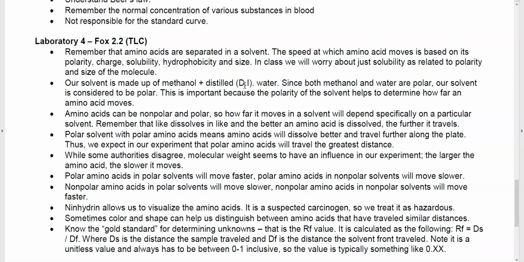Our solvent that we use as an example is methanol and water. It's considered to be polar, and we're not going to worry about why it's polar. There's something called the dielectric constant and things like that, and you can figure it out. But our solvent's sort of polar. It's not really polar, to be honest, because methanol sort of gets towards that non-polar area. But generally speaking, since our solvent is polar, we'd expect polar amino acids to move further.